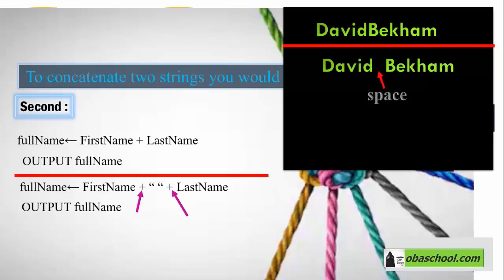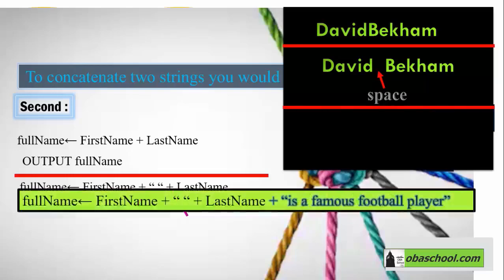Okay, now what if we want to add something else to David Beckham? And it is a sentence that is not stored in a variable. Look at this code. It is the same code that we wrote, however we added after the last name a plus sign and we placed two quotations at the beginning and at the end. Inside the quotations we wrote the sentence that we want, which is a famous football player.